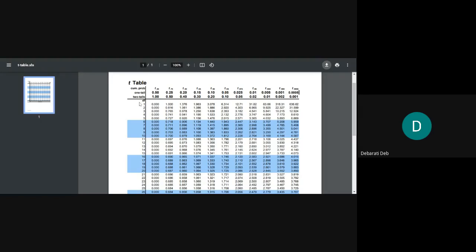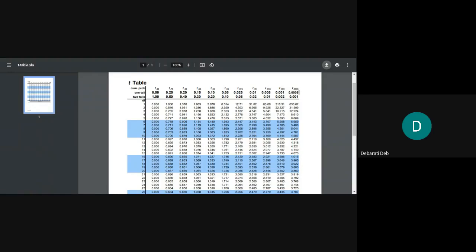So go to 19 in degrees of freedom. I think you can see my arrow on the screen also. Go till 19. We will check at two tail 0.05. Two tail should actually be 0.025 and one tail should be 0.05; that was a mistake, but anyway, the values will be the same.